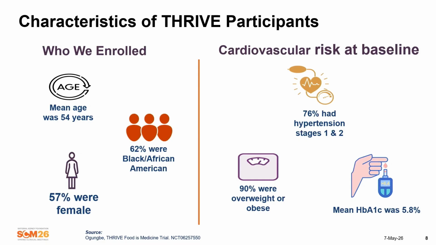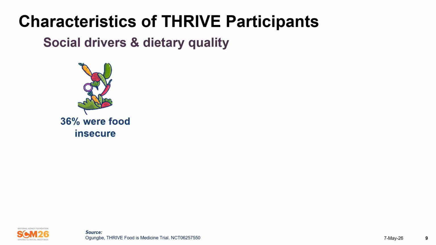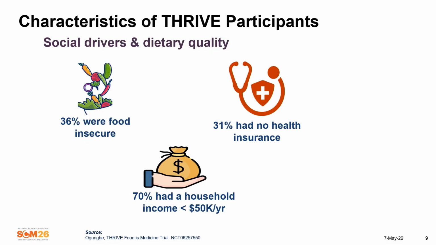Notably, almost 90% were foreign-born, were immigrants, and this is very important in understanding culturally appropriate food produce for them, to tailor it to their culture and their background. And this is also a high-risk group because most of them had stage 1 or stage 2 hypertension. As for social drivers, 36% of our participants were food insecure, about 70% had a household income less than $50K per year, and about 31% had no health insurance.